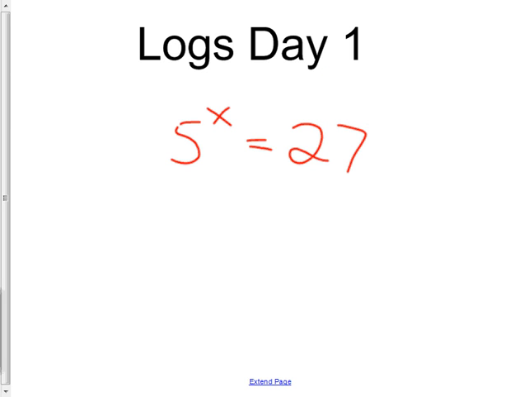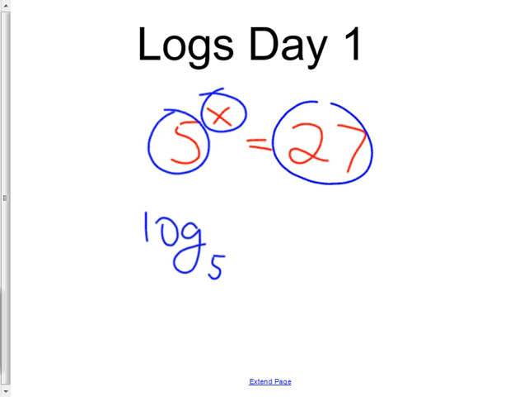Let's be specific. How could I rewrite this as a log? I would say log base 5. Now notice that's a subscript number. And of these three things, doesn't the 5 seem like a base? And the other number that's on it is the exponent of it, right? So this is a base. So when I make my log, I pick out the base and I put it down here, log base 5.